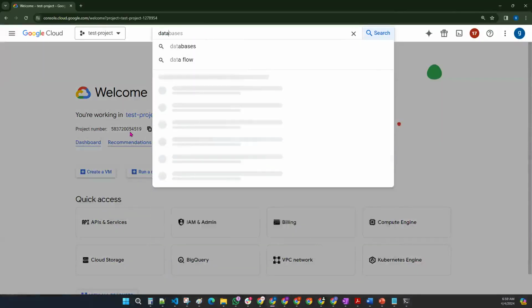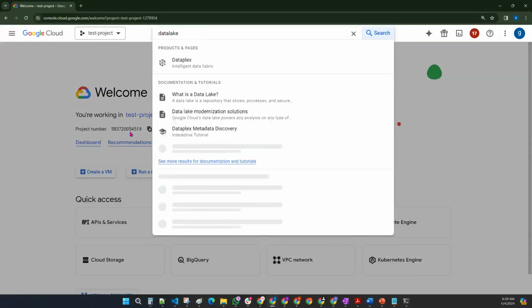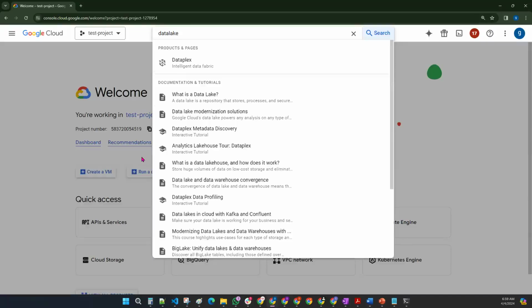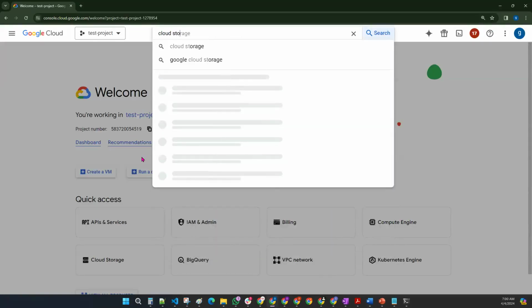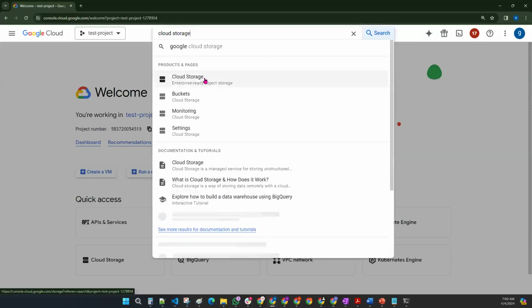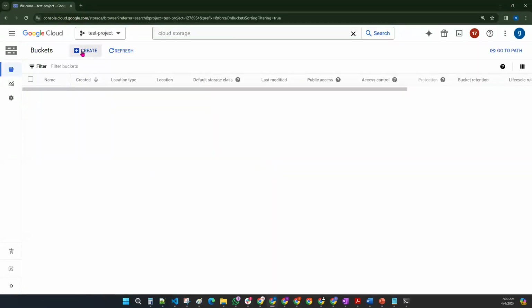If you search for data lake, actually cloud storage we call it a data lake. So this is what a data lake is.